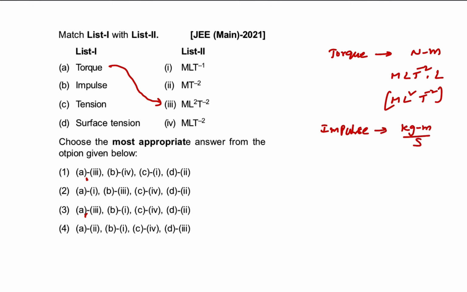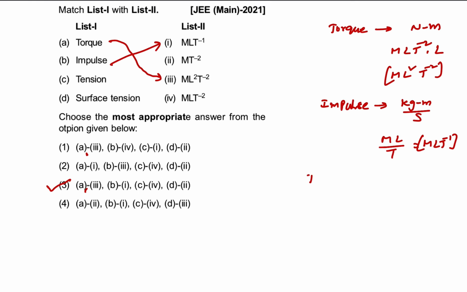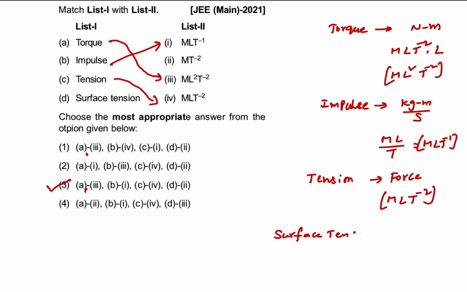Impulse has unit kg meter per second. You can write M L by T, that is equal to M L T power minus 1. So impulse has M L T power minus 1. We can say B is matching with option 4 in the first, and in the third option B is matching with first. So we can say that the third option is the correct option. Next, tension is nothing but force only. So you can write M L T power minus 2. So force is M L T power minus 2. Next, surface tension.